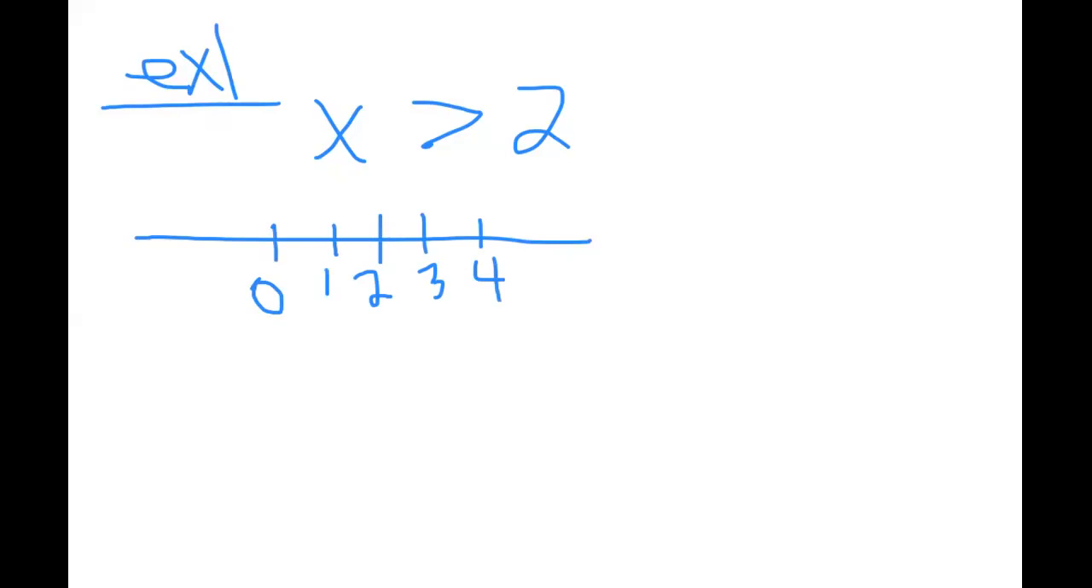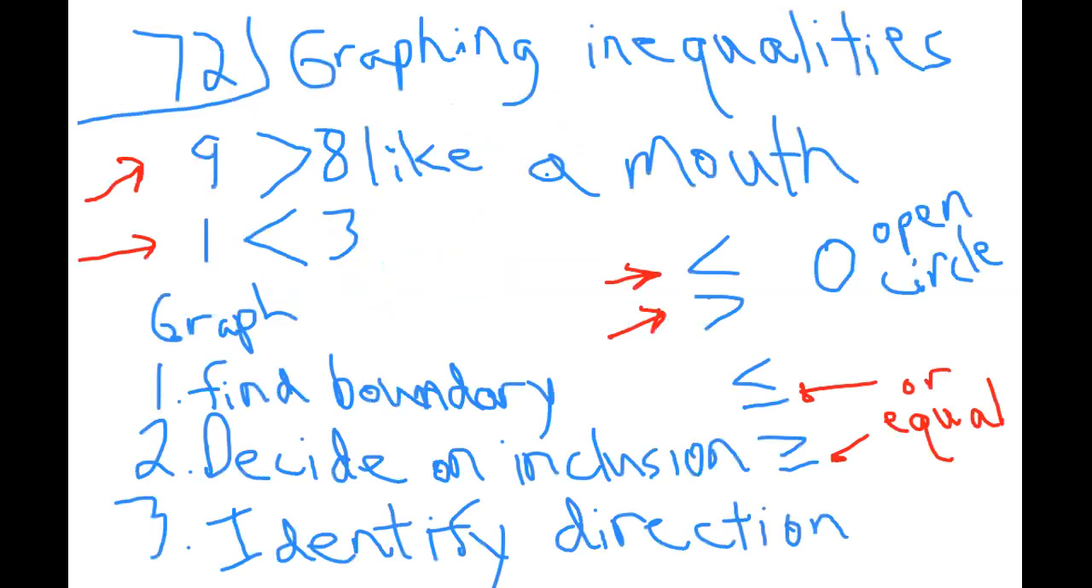Now I want to identify the boundary. So I'm starting at 2, and then I need to decide on inclusion. If we go back over here, it's an open circle if it's one of these. And then I didn't draw this one right here, but this is a closed circle. Okay, so I'll write that down there. So closed circle. Just put that in your notes.